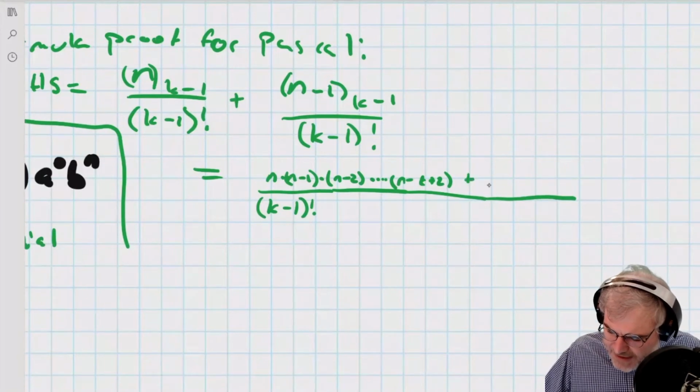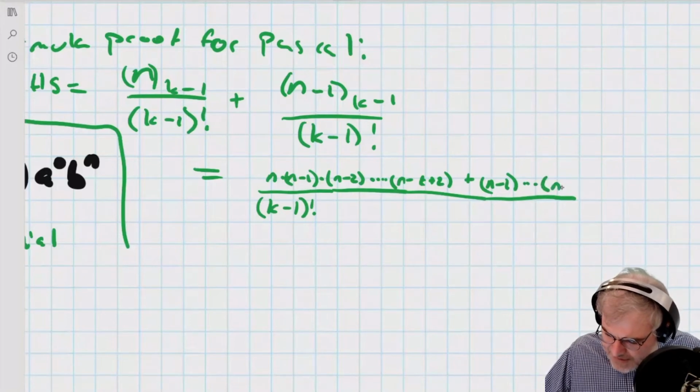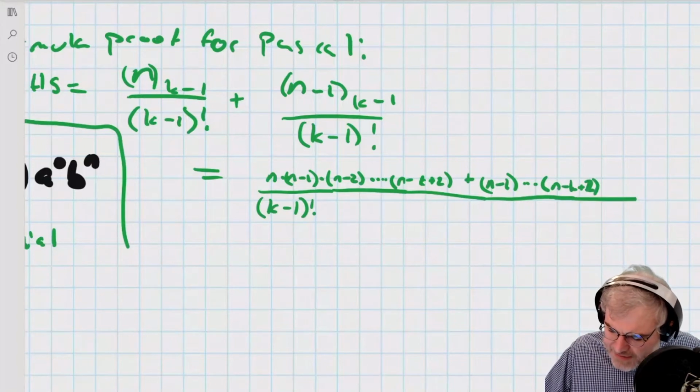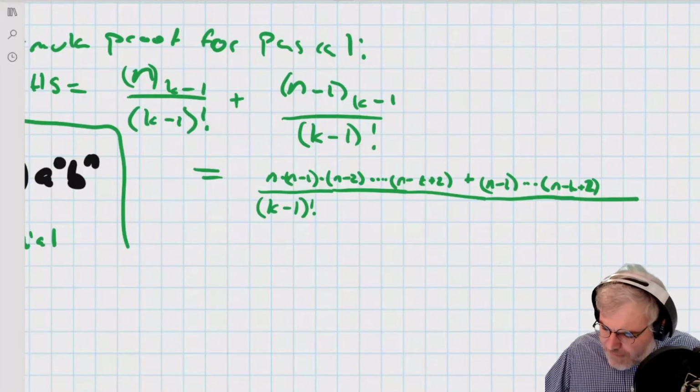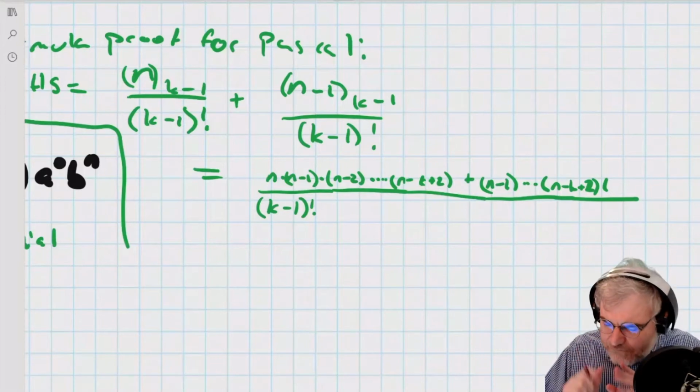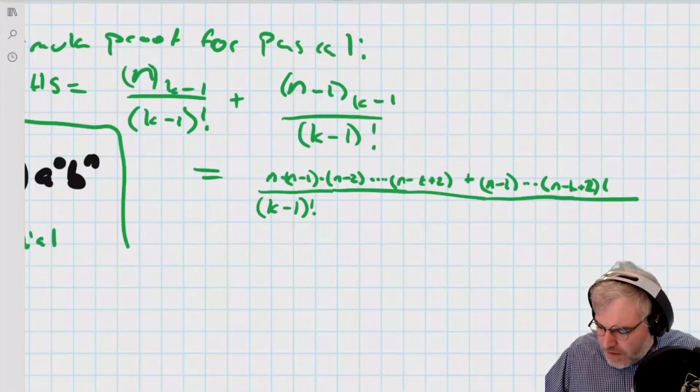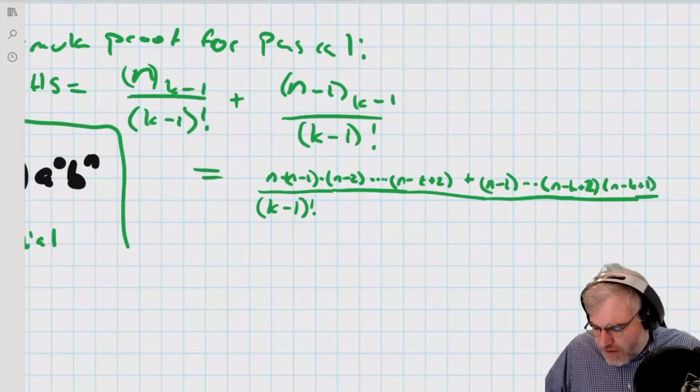Plus, and then I've got an n minus 1, and then I've got that same dot dot dot again, but this time I've got an n minus k plus 2. Do I have a k minus 1? Oh, yes, because I'm starting at n minus 1. So that's a little tricky on that formula proof. You have to be careful on that formula proof if you want to do it. It's not to say that you shouldn't. I mean, I dislike it strongly, but that's okay.